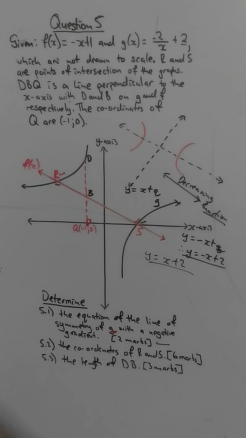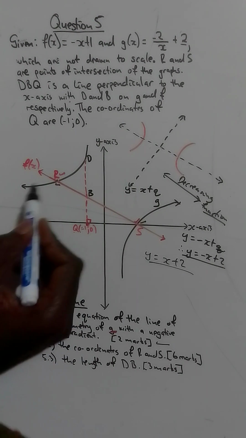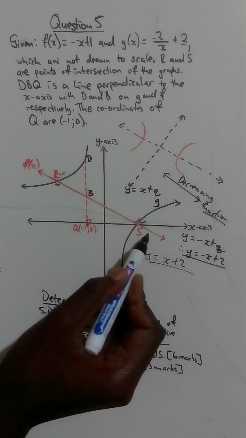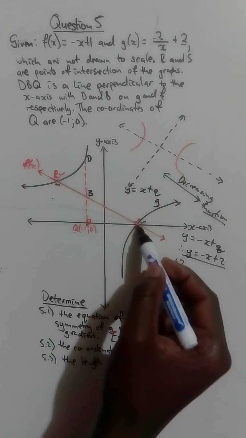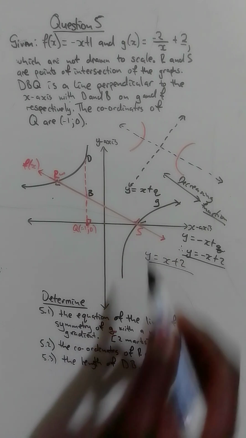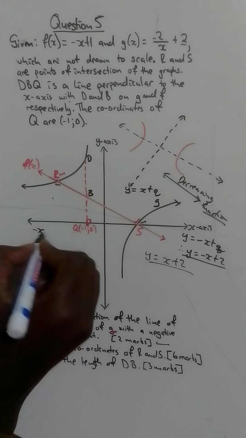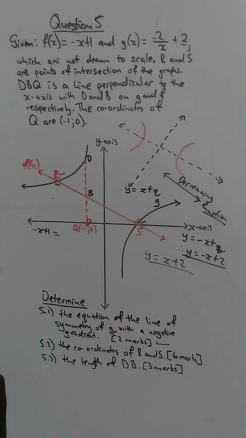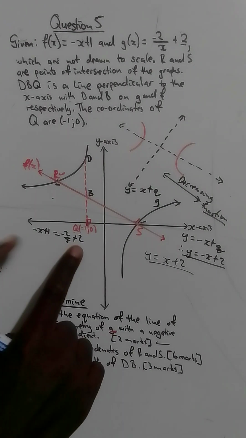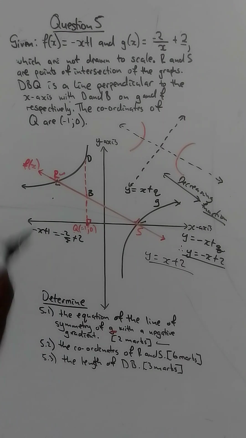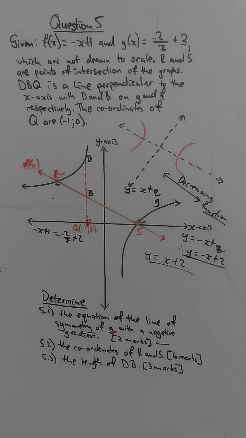We know that the x value at point R is the same for the line graph as well as the hyperbola on this negative side. The x here is also similar. So we take this function of x, which is negative x plus 1, and say it is equal to negative 2 over x plus 2. Why am I saying they're equal? Because the x value and the y value are equal. They are meeting at a particular point, right? So they are equal.